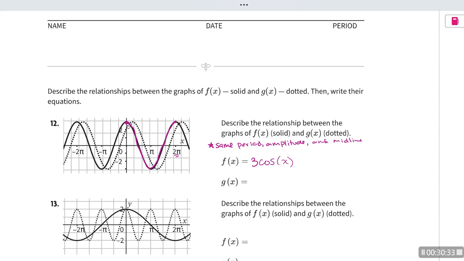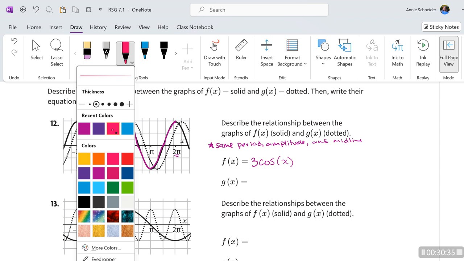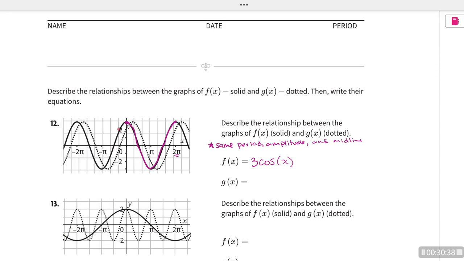So g of x, we see that we're shifted slightly. Now our graph has dots, so we can see that this is half the period, right? Pi over 2. So this looks like it's shifted right pi over 4. That's a quarter of the distance between the maximum and the midline. So our amplitude is still 3. And I'm still going to use cosine. But this time I'm going to do x, and since we're shifted to the right, I'm going to put minus pi over 4. So there is g of x.